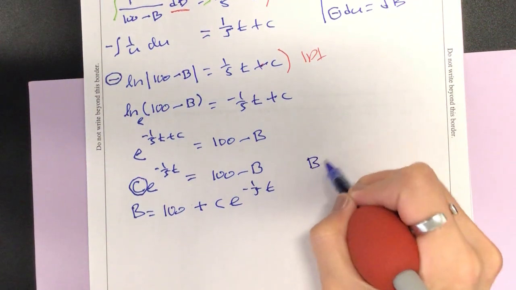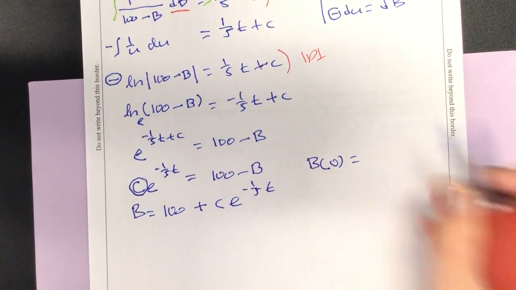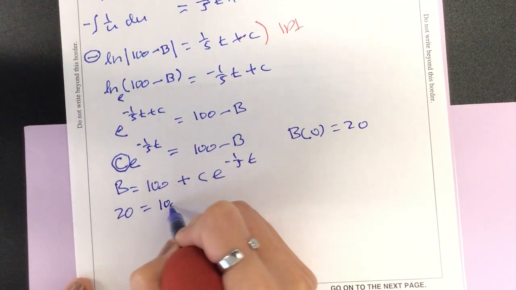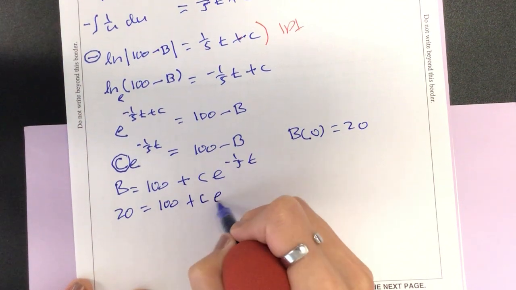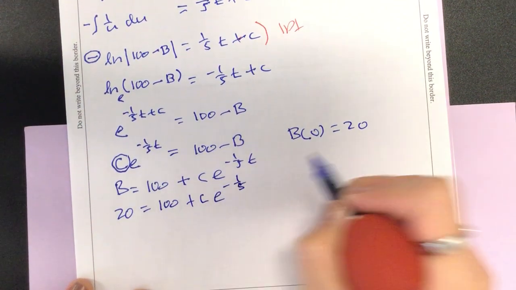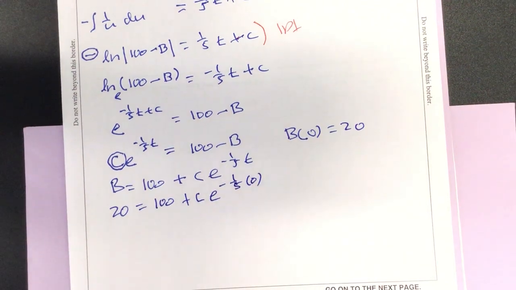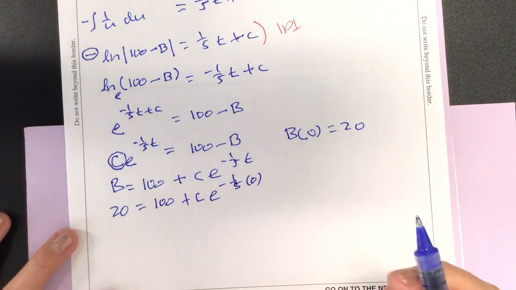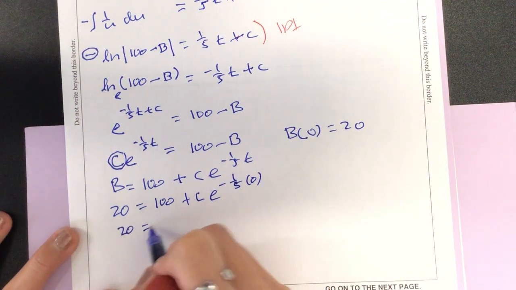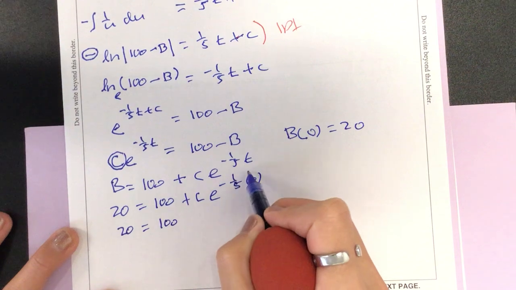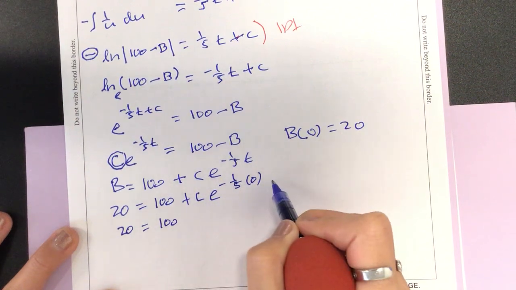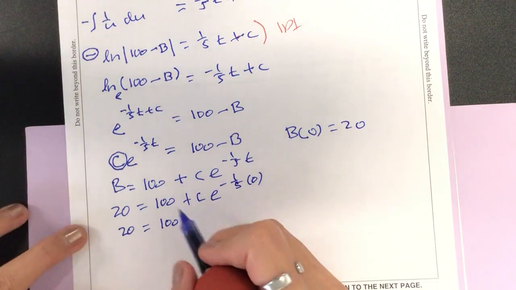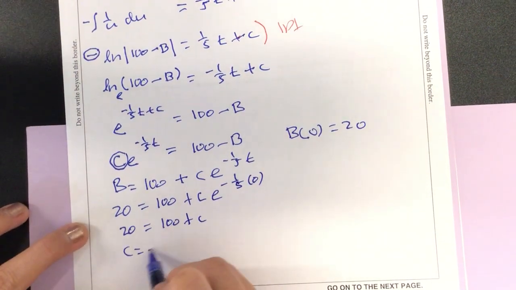Let's recall. When t equals 0, what was our B value given? 20. So now I'm going to plug in 20 here. And then our c value is what we're looking for. Negative 1/5 t, and our t value is 0. And just by looking at that, our c value is going to end up being what? 20 is equal to 100 plus c times e to the power of 0. What is e to the power of 0? 1. So 1 times c is c. So our c value is negative 80.